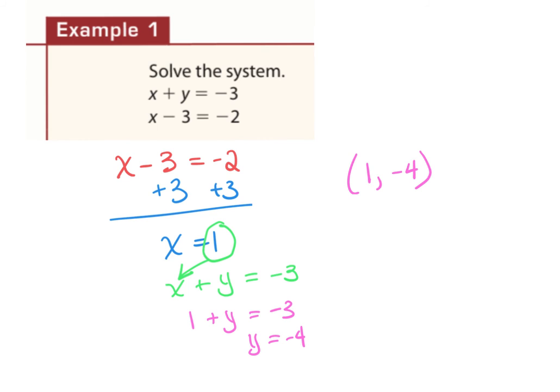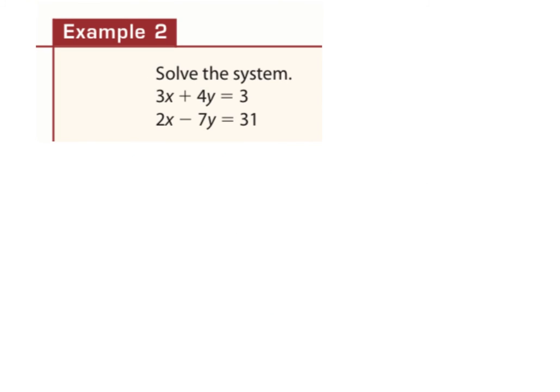All right, let's look at example 2. For this one, substitution would be a pain to do. Why would it be a pain to do substitution here? I have 3 and 4 and 3. I'm going to get a fraction if I solve for a variable there. 2, 7, and 31. I am going to get a fraction if I solve for a variable there.